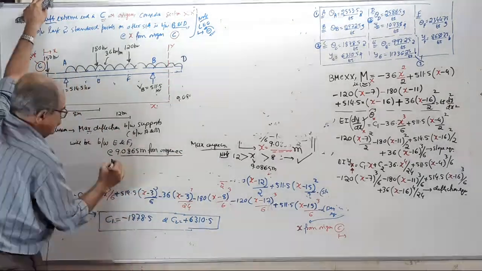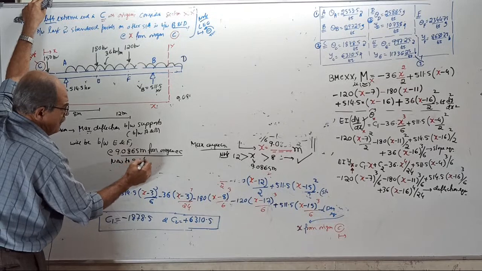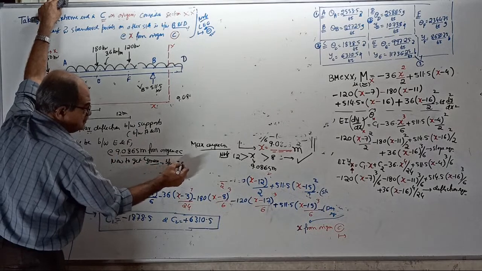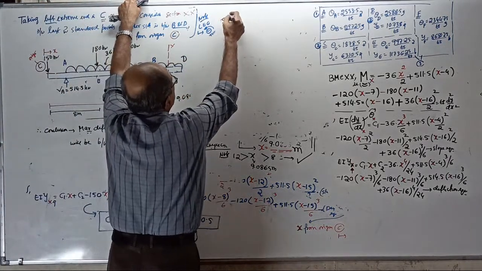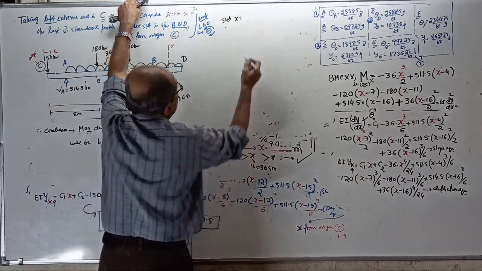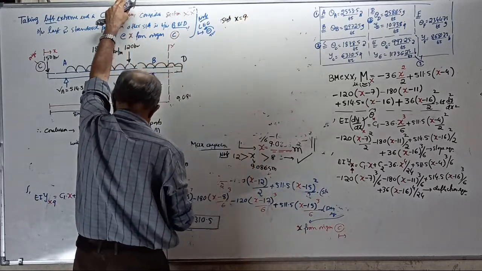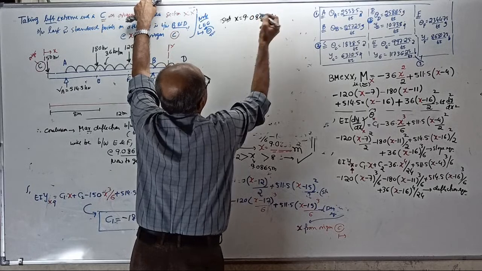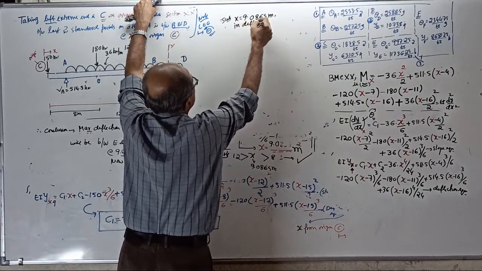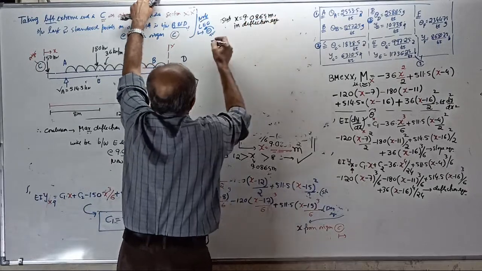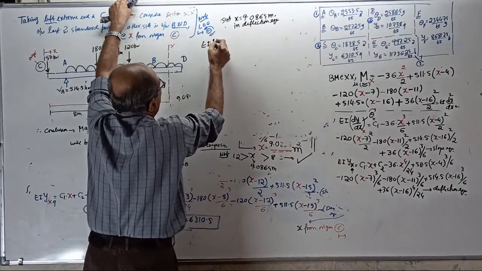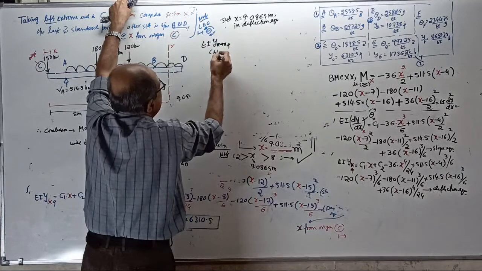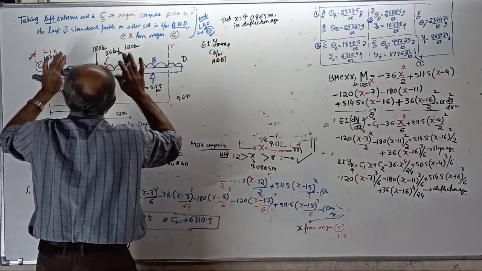Now to get y max between A and B supports, what you do? Substitute x equal to 9.0865. In case some mistake is there, correct it. In the deflection equation, you write EI y max. See, y max is upward between A and B. It is not y max for the entire beam.